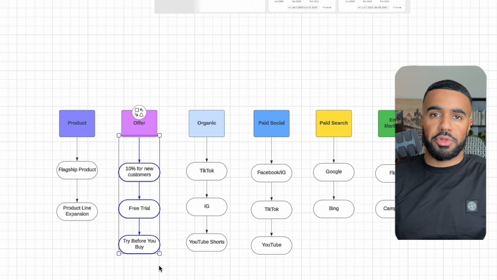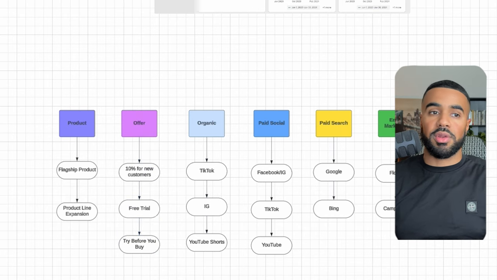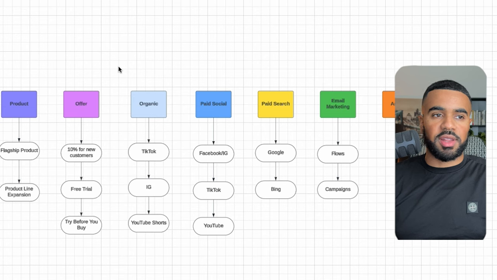Now we have tried out other things like different promotions, like July 4th, we did a specific offer for that. Black Friday, Cyber Monday, we did a specific offer for that. But these are the main evergreen offers that we run year round. Now that we went over the product and the offer, let's dive into the marketing.